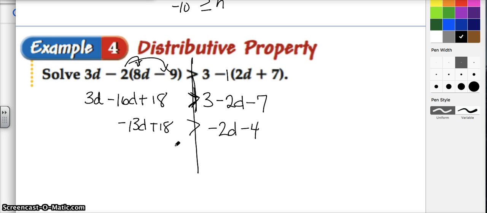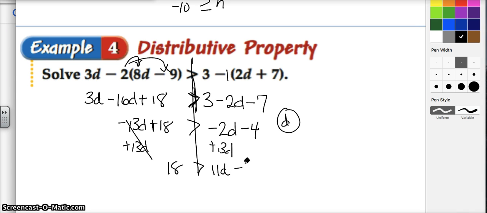So now that I've simplified either side of the inequality as much as possible, it's time for me to choose a side where I want my D terms and a side where I want my constant terms. I like my D terms to be on the side where there's the most D's. Now this is a lot of negative D's and this is fewer negative D's, so more D's are over here. I don't know if that makes sense, but you'll see it in a minute. When I add the 13D to both sides, I end up with a positive number, which makes me feel kind of nice. So over here, I end up with a positive 11D minus 4.